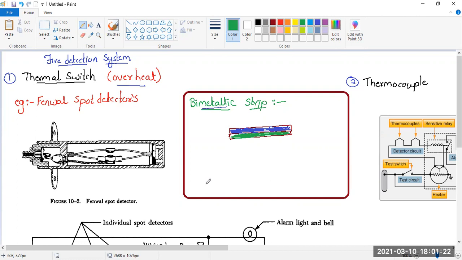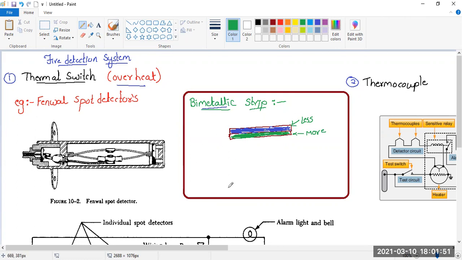What is the coefficient of expansion? When you heat something, some bodies will expand more, some bodies will expand less. All of them expand when you heat them. So when I have two materials, one with the less coefficient of expansion and one with the more coefficient of expansion, and they are welded together, face to face like shown in the picture.